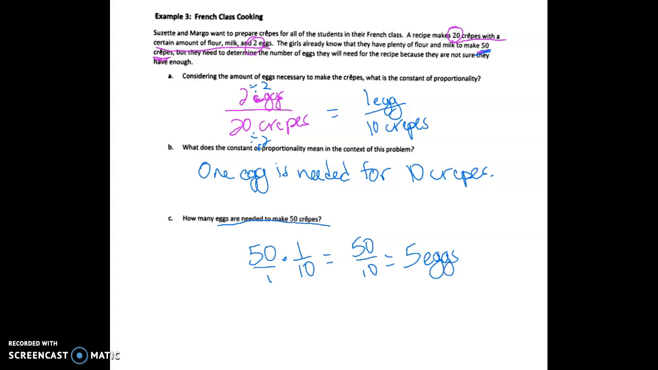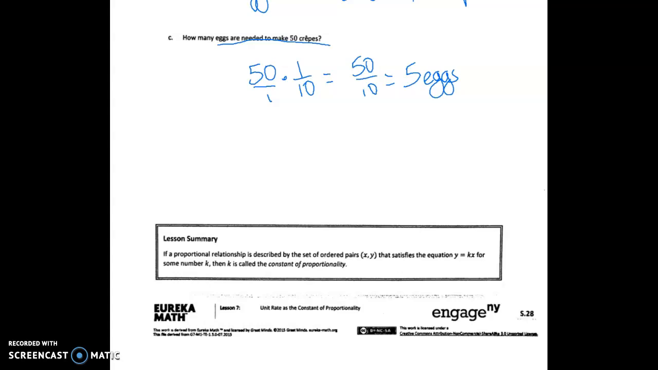Okay. So just to finish here, if a proportional relationship is described by a set of ordered pairs, and that comes from our table, we were making tables today, it satisfies the equation y equals kx. There's our constant right there, k. Then k is called the constant of proportionality.